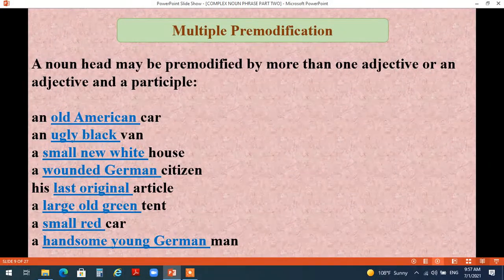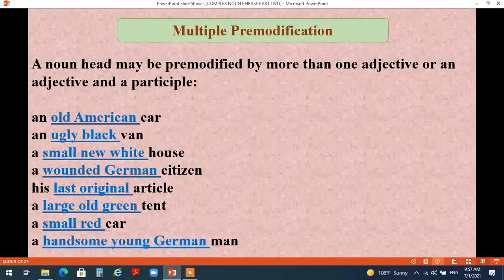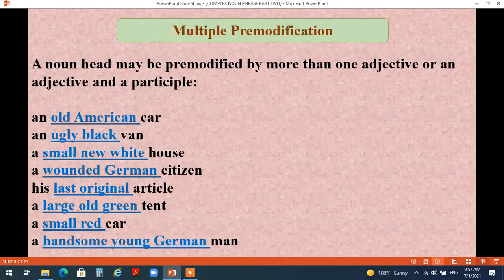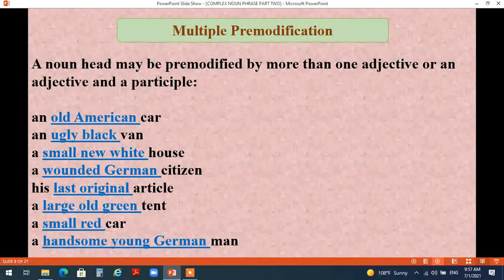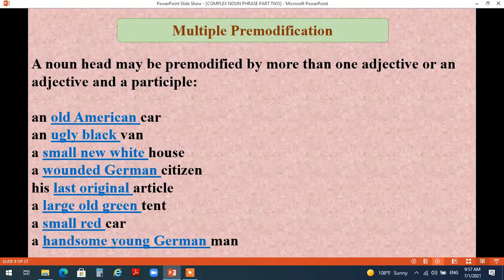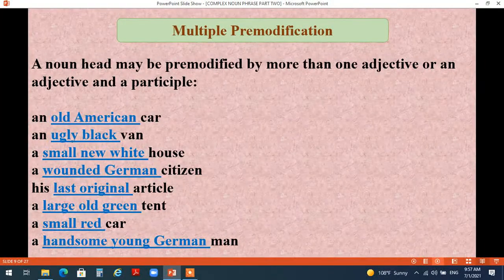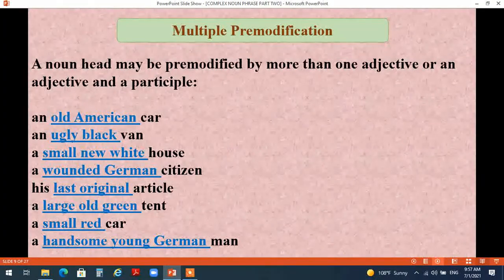A wounded German citizen. Here we have two pre-modifiers. First we have the past participle wounded, then we have the adjective German. Last original article. Also last and original are two adjectives describing the word article. A large old green tent. Again here we have multiple pre-modification because the word tent has been pre-modified by using three different adjectives. We have large plus old plus green.